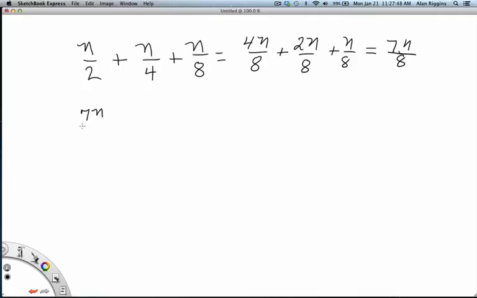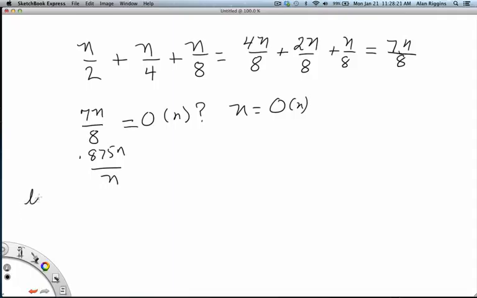7n over 8. Is this equal to big O of n? Yes, it is. Throw away coefficients. Therefore, you have 7n over 8 is equal to big O of n. This is true. Taking the limit, 7/8 is actually 0.875. So if we take the limit of 0.875 n over n, as n goes to infinity, we get 0.875. And this is a constant not equal to 0, which means they grow at the exact same rate.